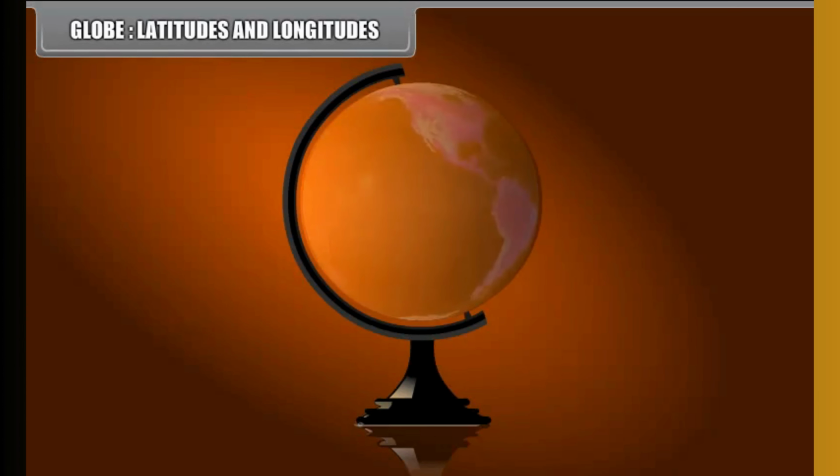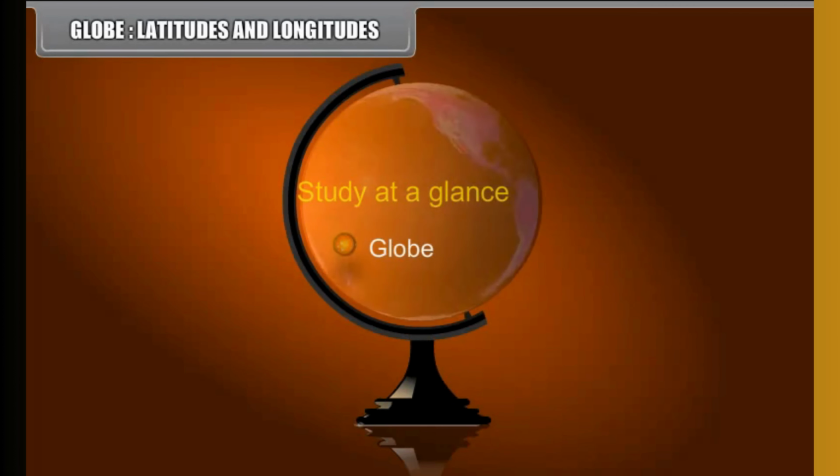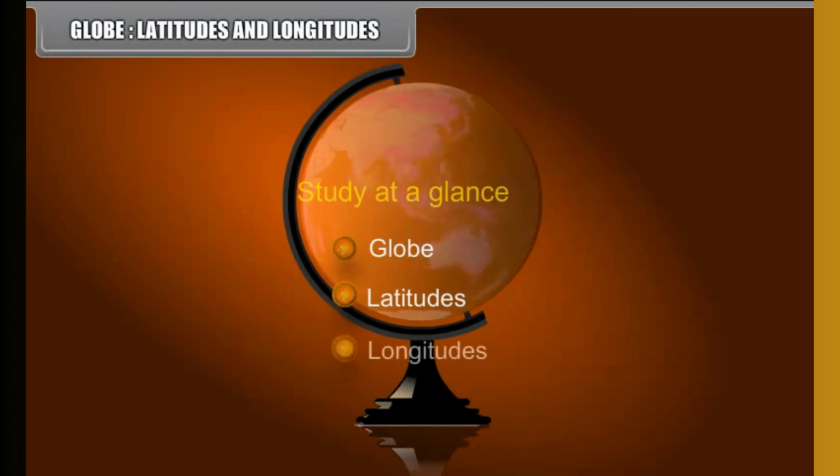Latitudes and longitudes. It is believed that the Earth is spherical in shape. The most suitable way of representing the Earth as a whole is by a globe. A globe is a model of the Earth on a small size. The globe is mounted on an axis so that it can rotate freely. Study at a glance: Globe, latitudes, longitudes.